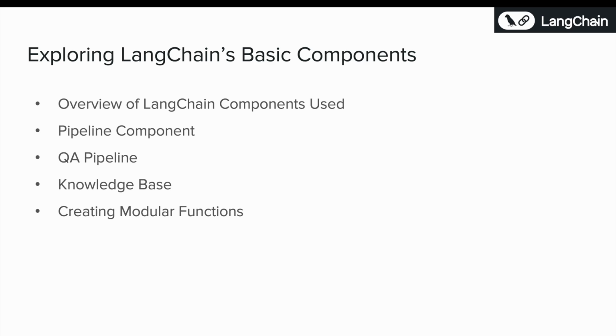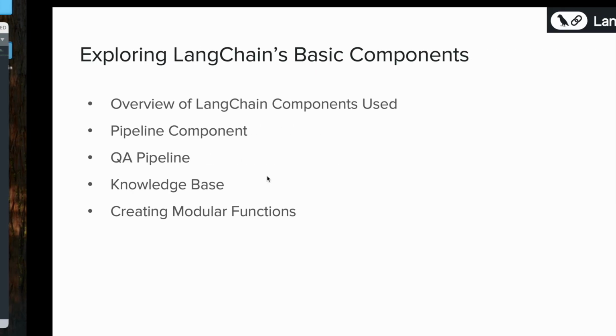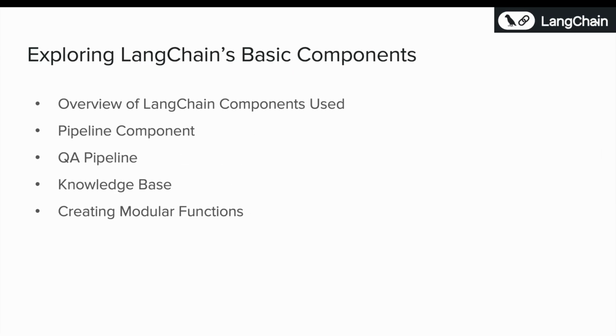Creating modular functions. By creating modular functions like answer question, we make the code more usable and flexible. This function could be used in larger applications or adapted to accept different passages in the future. Now that we have explained the basics of LangChain components, let's set up a simple text interface to make our bot more user friendly.